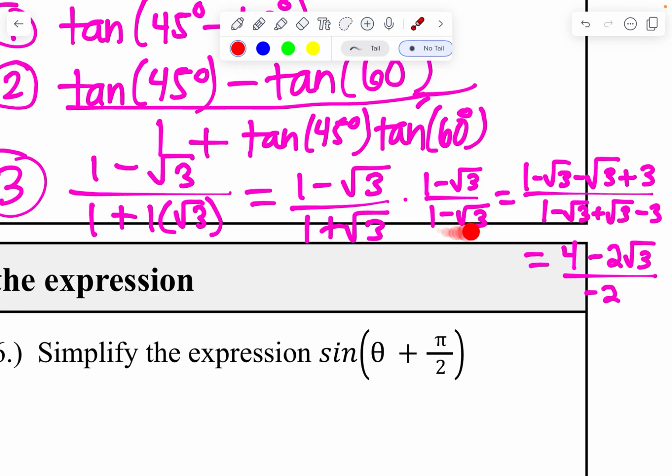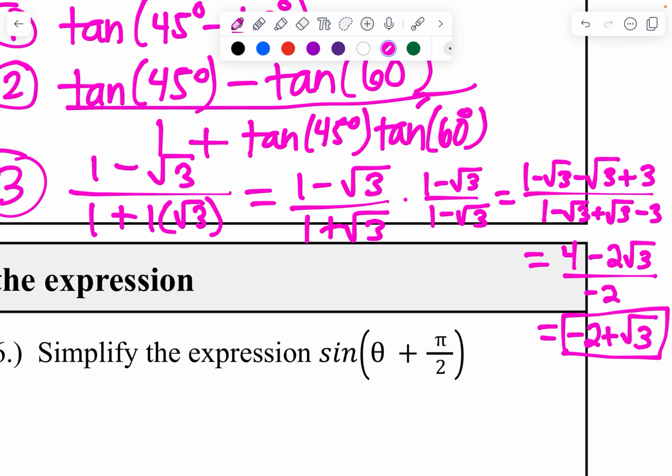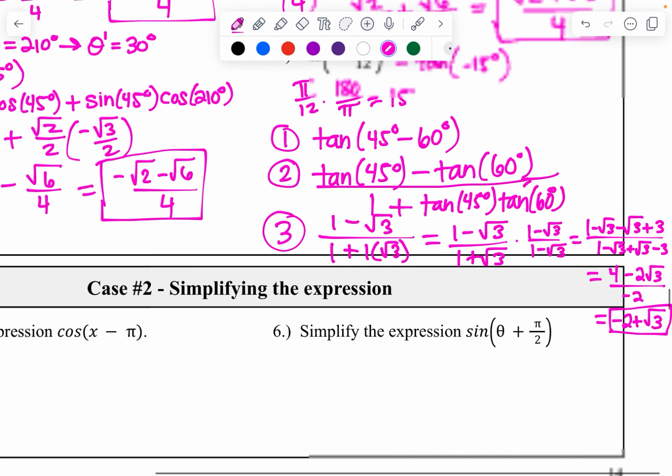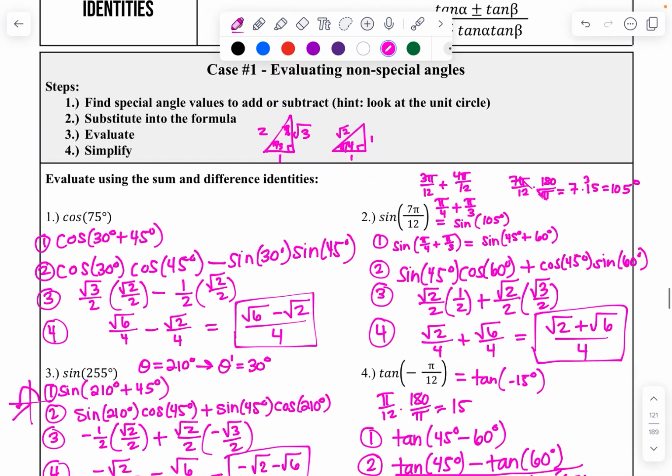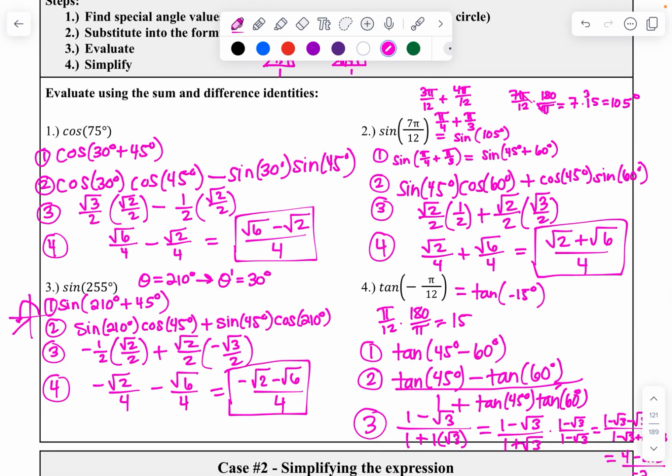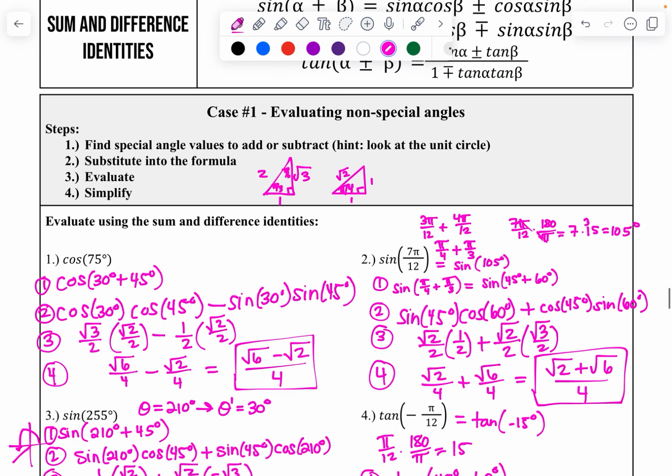If they don't, you did not multiply by the conjugate, or you got something wrong in your multiplying. They should be opposites, add to 0. This became a whole number because we squared a square root, so we just have a nice whole number down here. And then we can finish, actually divide, and get negative 2 plus the square root of 3, for our value there. All right, so that's case number 1, where we are evaluating non-special angles using these sum or difference formulas.